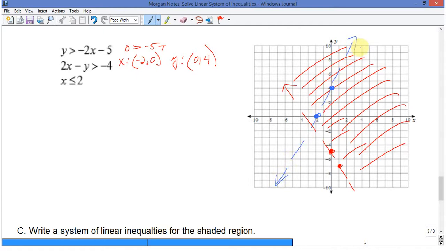Let's test the point (0, 0). 0 minus 0 is greater than a negative 4. That's true. So (0, 0) is shaded.